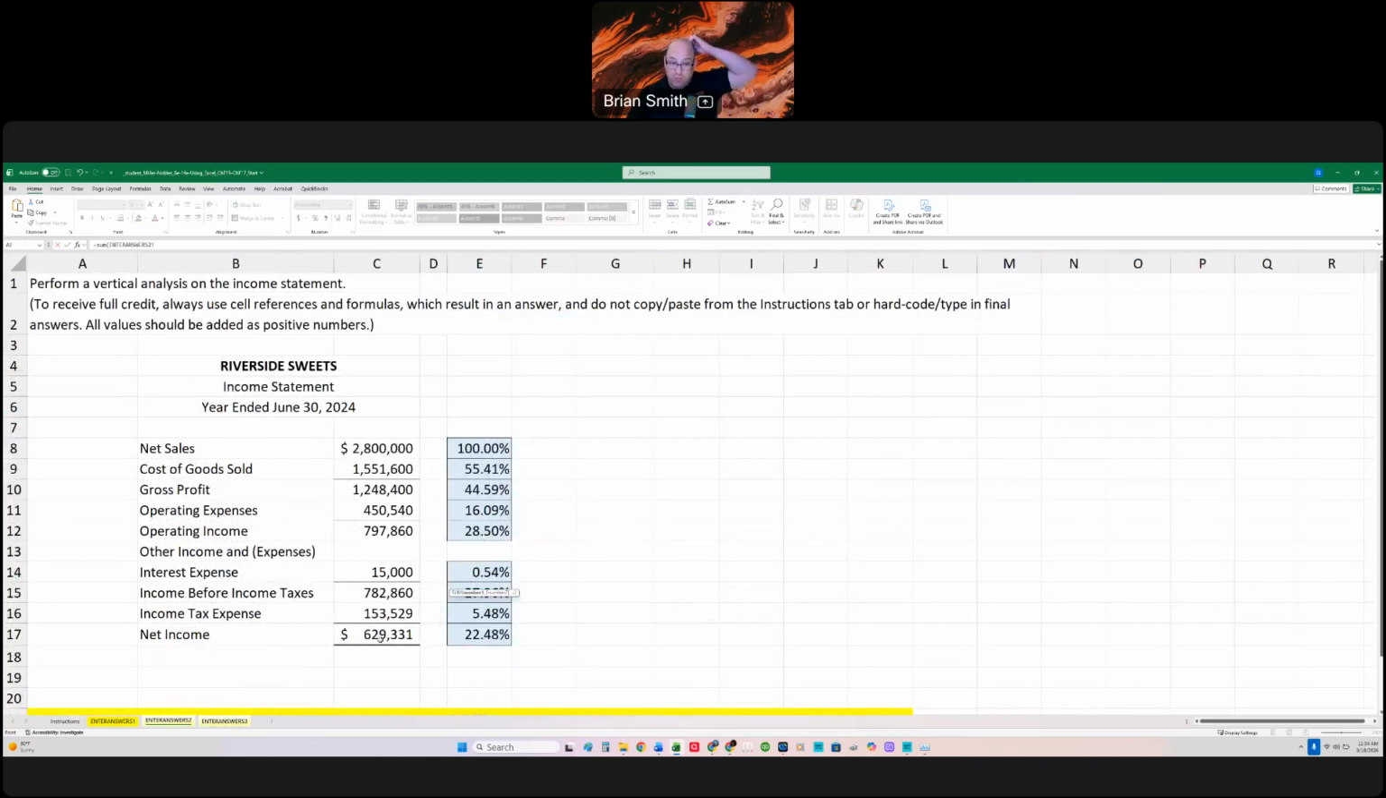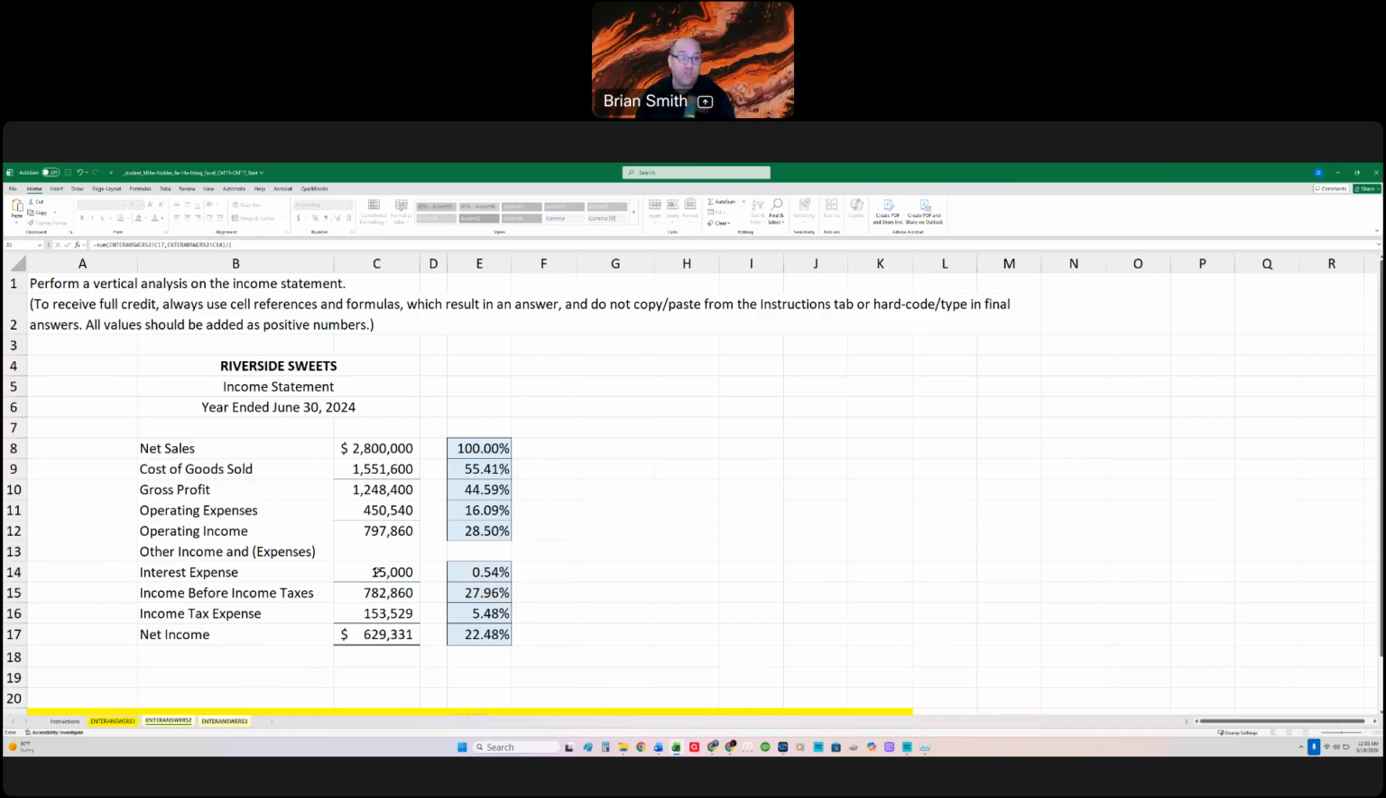We need interest expense. I think I said net income. Yeah, interest expense. So I selected cell C17 on enter answers 2, comma, select cell C14, close parentheses, divided by, we're going to do average total assets.